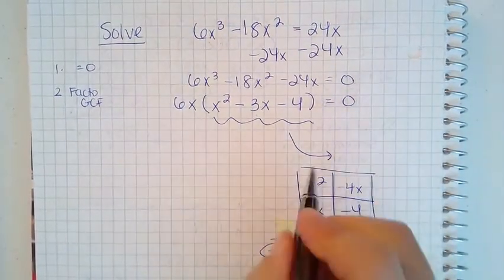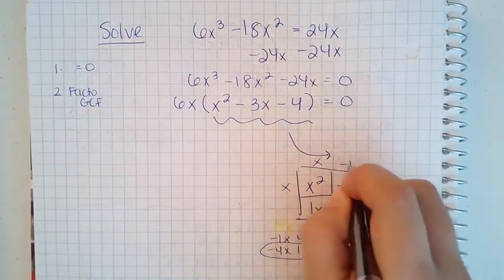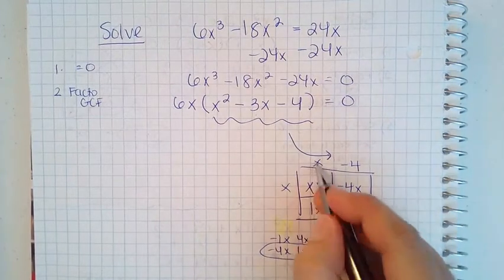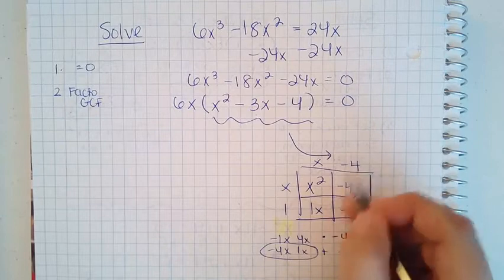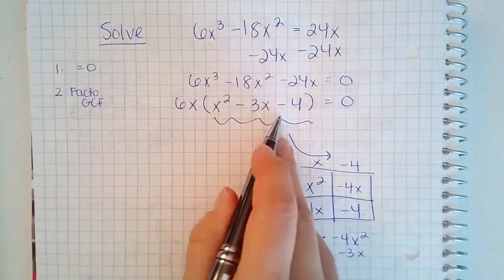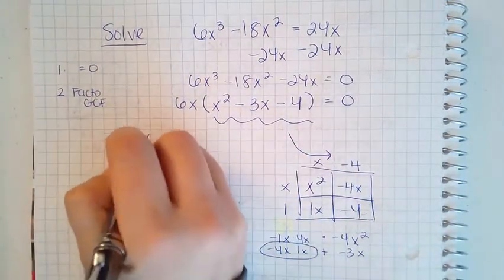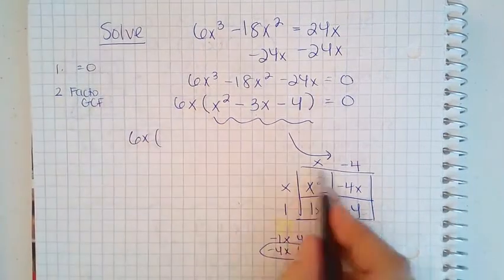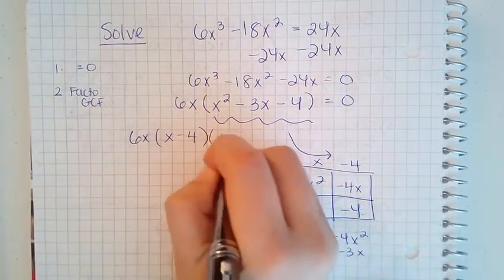I factor out my row. I can take an x out of both of these, and I'm left with an x and a negative 4. If I took an x out of this, I'm left with a 1. And just for double checking purposes, negative 4 times 1 does give me negative 4. Okay, so now I go back up here, and I'm going to rewrite the problem. I have 6x that I had there, and now I have x minus 4 times x plus 1.